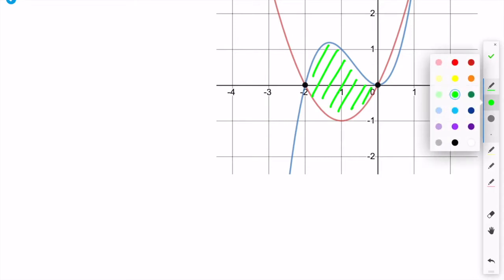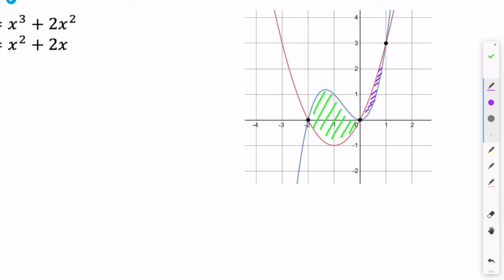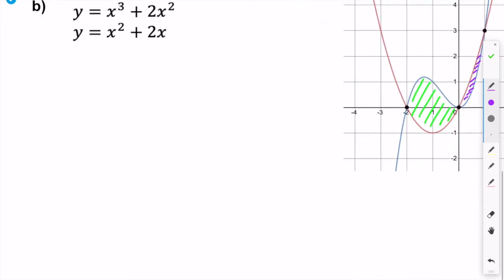But it changes when we go from 0 to 1. Now the quadratic is above the cubic. So we need to be careful, and we should calculate the area, just to be safe, by separating the two regions from each other and adding them up at the end.